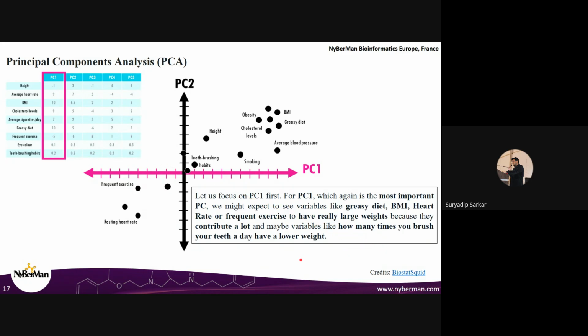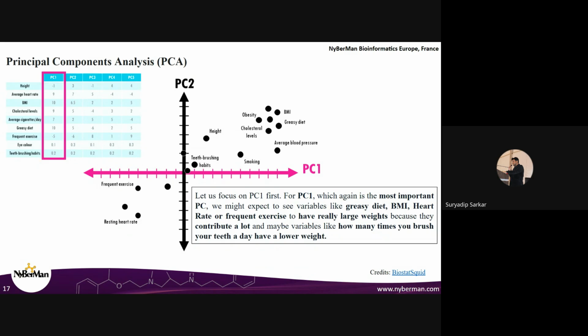Variables like how many times you brush your teeth a day, for example, have a much lower weight. You can see teeth brushing habits here. Teeth brushing habits, with respect to the x-axis, is near zero. Here you see it is 0.2. So it has a much lower weight, so it is not as important.